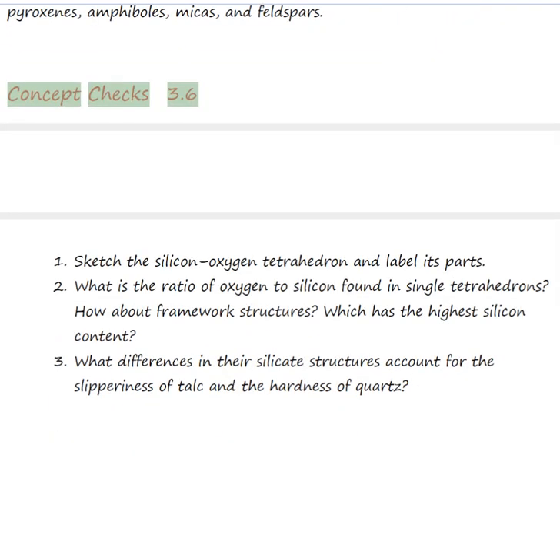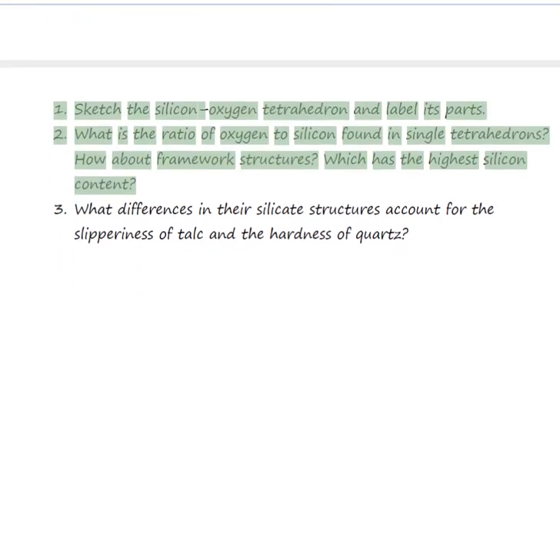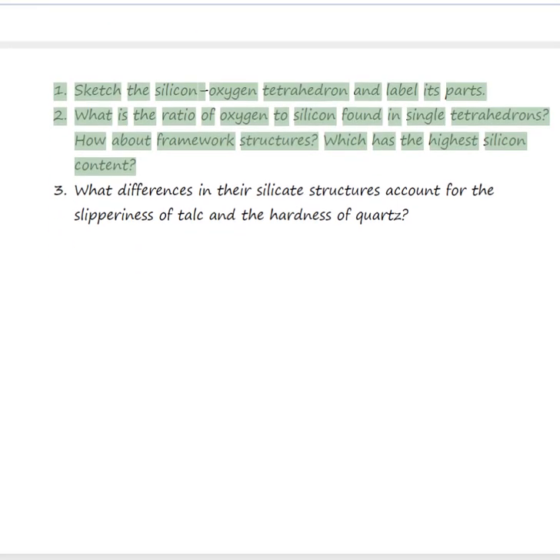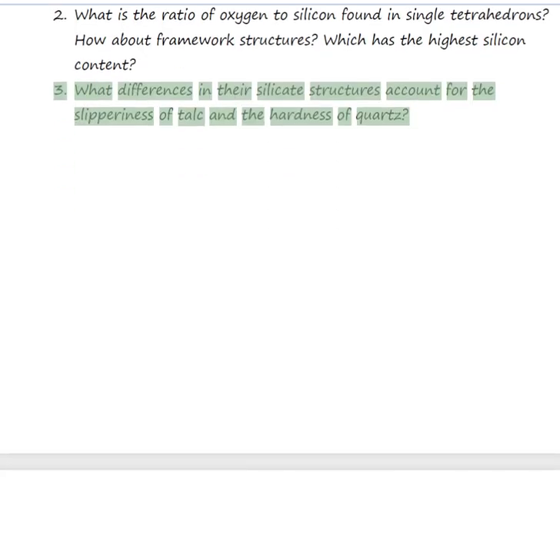Concept checks 3.6. 1. Sketch the silicon-oxygen tetrahedron and label its parts. 2. What is the ratio of oxygen to silicon found in single tetrahedrons? How about framework structures? Which has the highest silicon content? 3. What differences in their silicate structures account for the slipperiness of talc and the hardness of quartz?